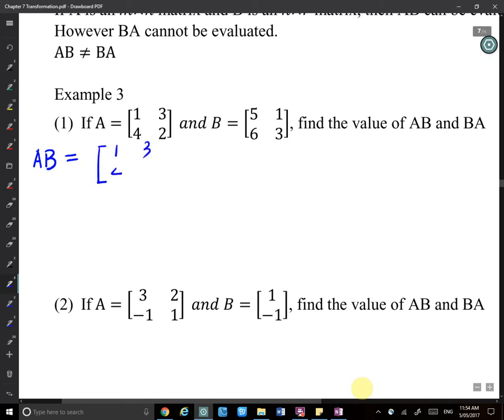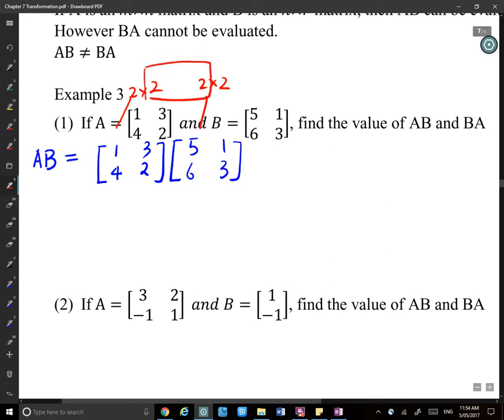1, 3, 4, 2 times 5, 1, 6, 3. Okay, this is a 2 times 2 matrix. This is a 2 times 2 matrix. Therefore, the middle two numbers will be the same. You can times them together.